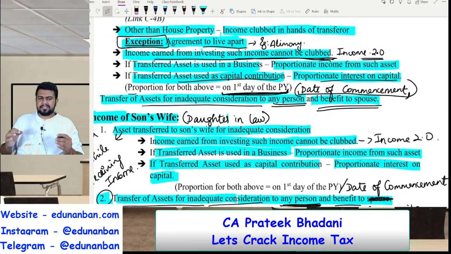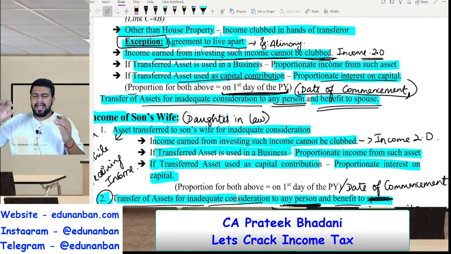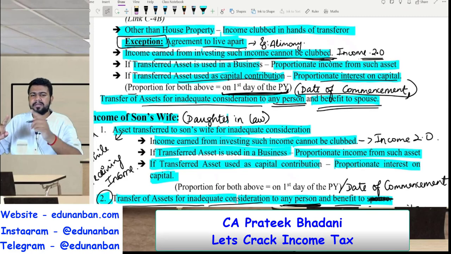So if I transfer an asset to my wife and my wife is using that asset in her business, then the income from the business proportionate to that particular asset will be clubbed in my hands.